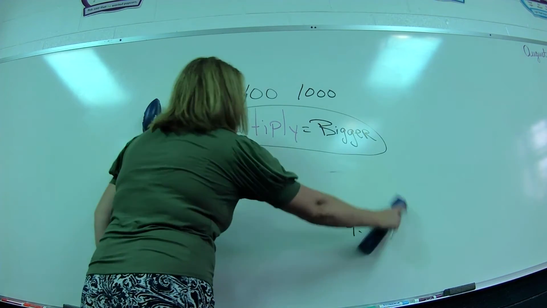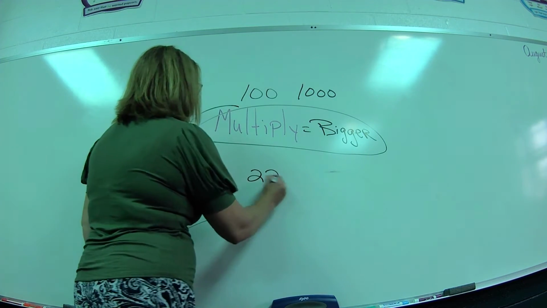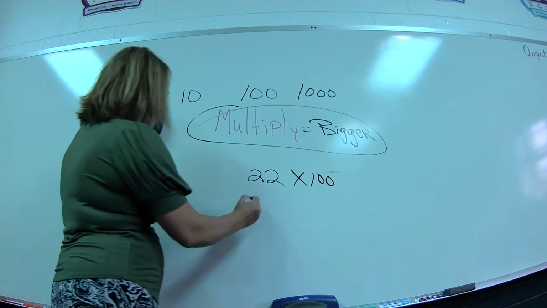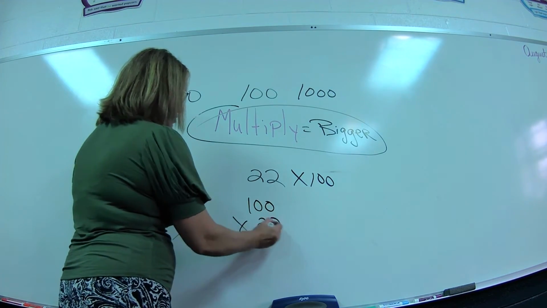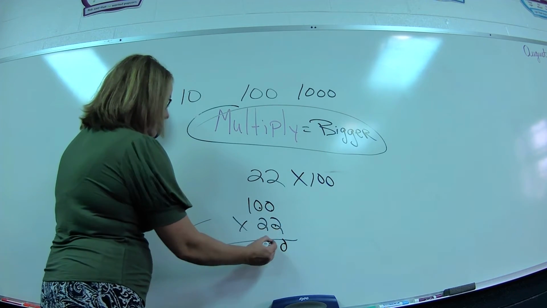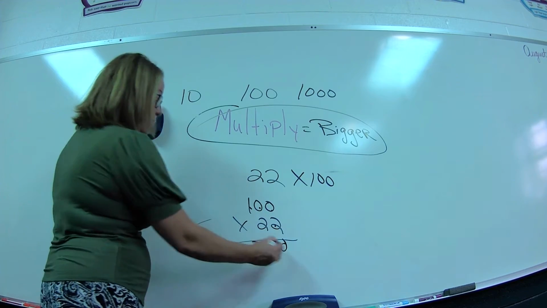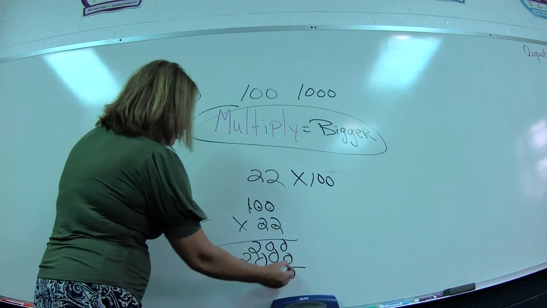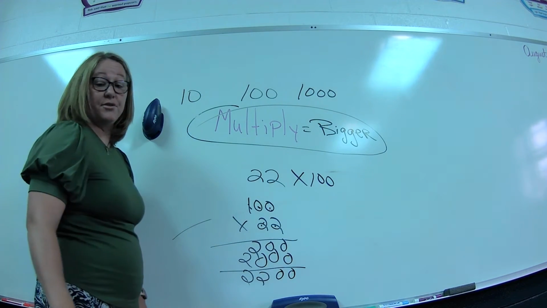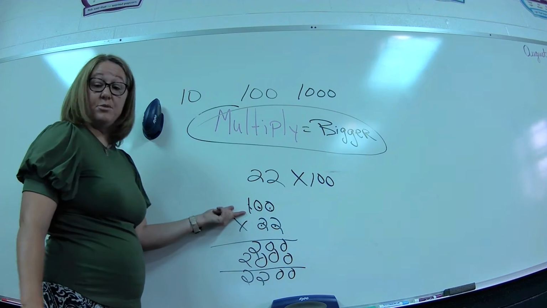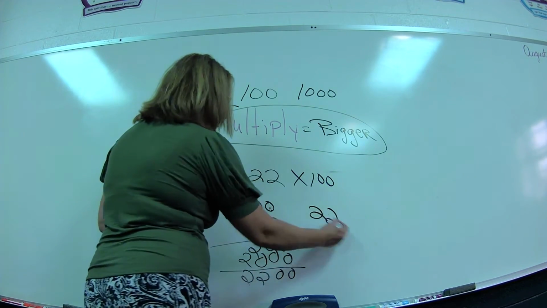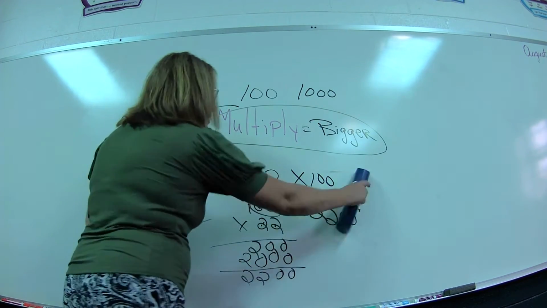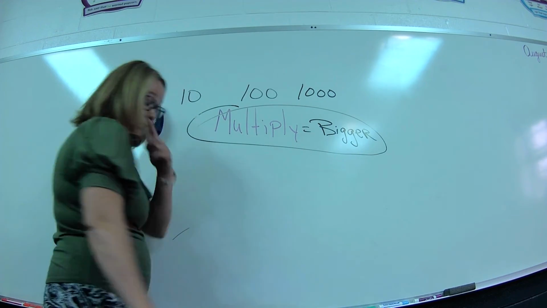Now, to do the same thing, what if I had 22, and I want to multiply it by 100? I could do 100 times 22, and I would get 0, 0, 2, 2, and I would get 2,200. Or, what's 22 times 1? How many zeros are in 100? 2,200. All right, multiplying and dividing by 10 is a very fast way of getting your work done.